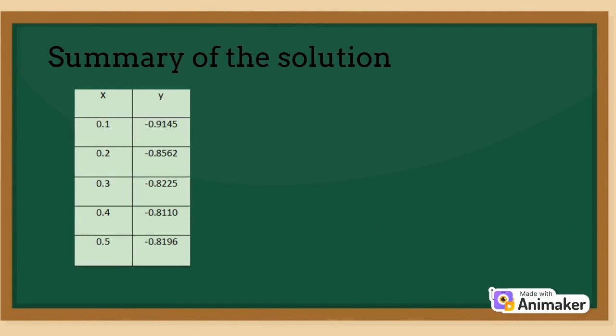The whole solution can be summarized as below. Like I mentioned previously, we will have 5 steps of calculation, and at each step we use different values of x and y accordingly until we reach the 5th step, which is the last step. We get the value of y when x is equal to 0.5 is -0.8196.